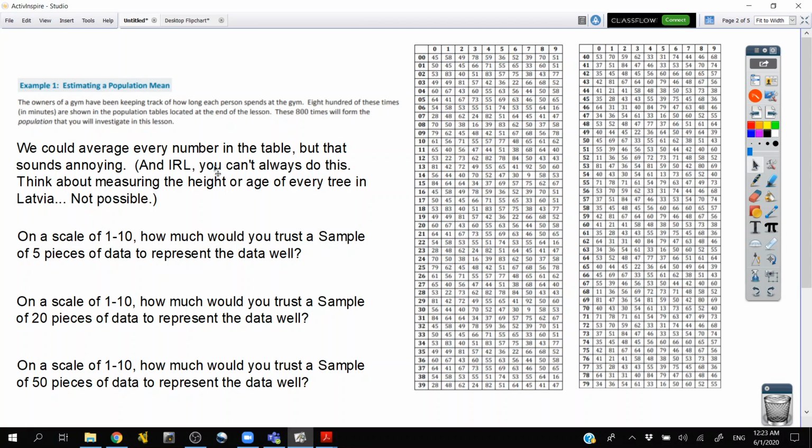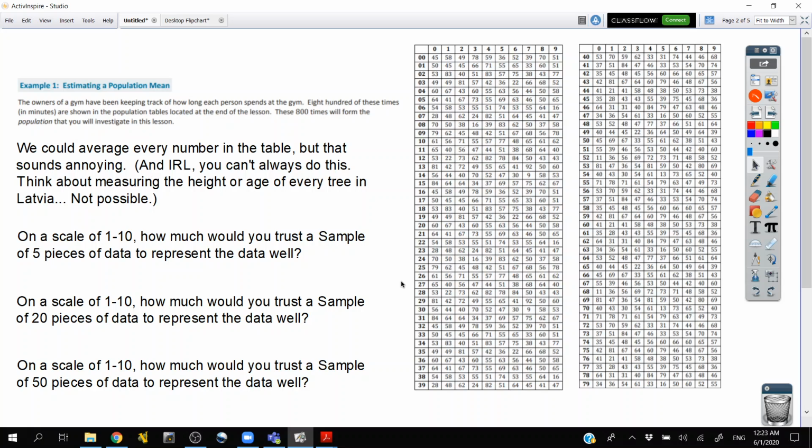Now I want to talk about sampling and how we could do this. So we'd say, great, we have the same scenario. We could average every number in the table. So this is one way. We could just find the population mean. Why do we even need to sample this stuff? Well, my reason is it sounds annoying. I don't want to enter all of these values into a table, and this is only 800 data values.